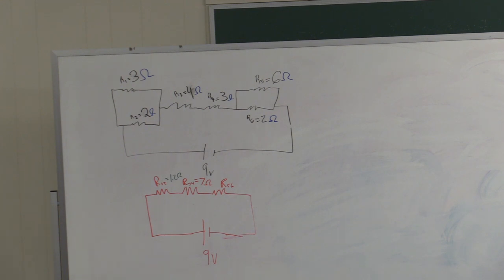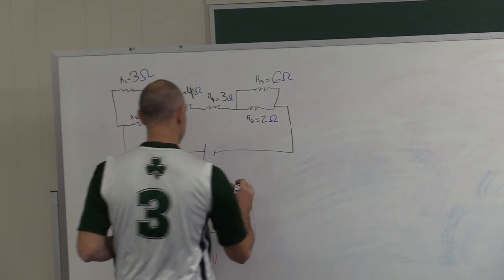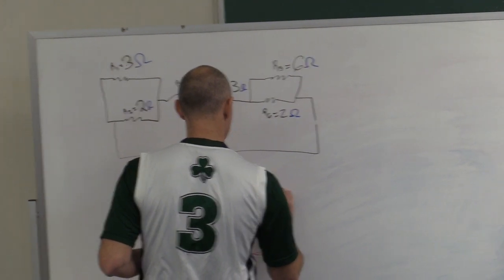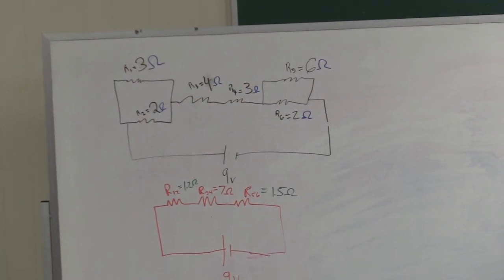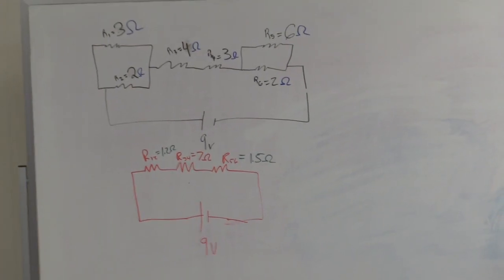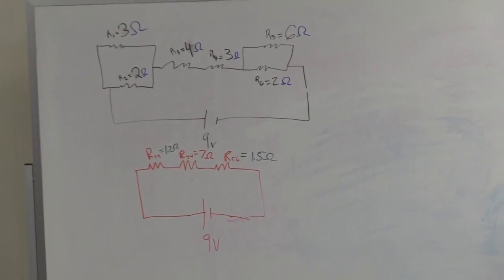And then over there we've got R5 and R6, which is 5 and 6. 1.5. Because it's going to be 3/6 plus 1/6, which is 4/6, 6 over. All right.